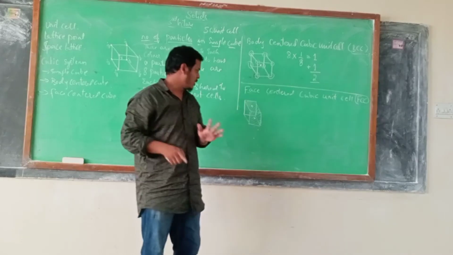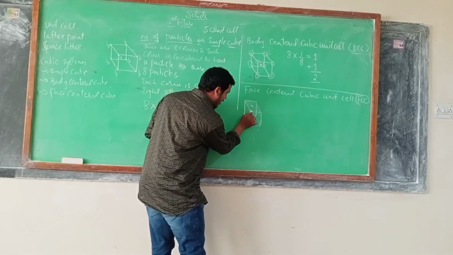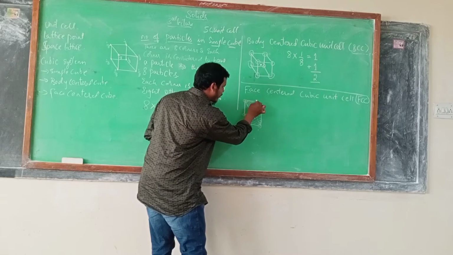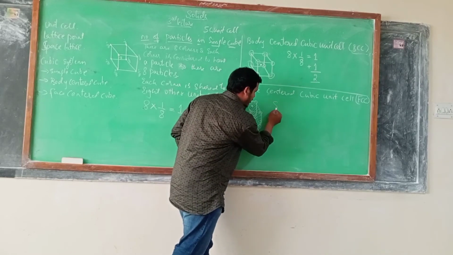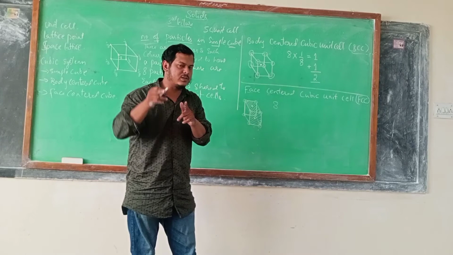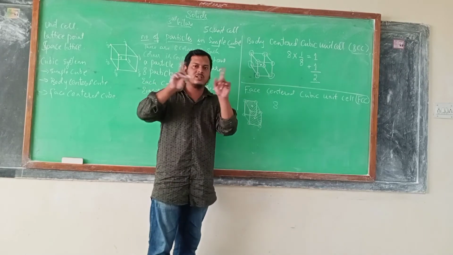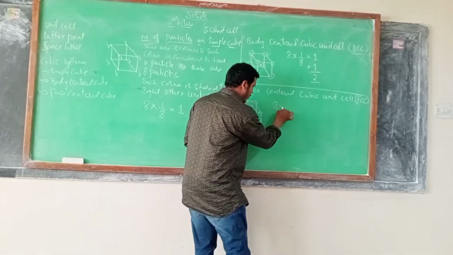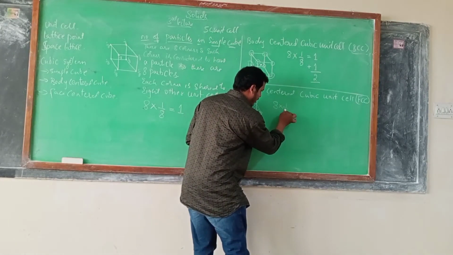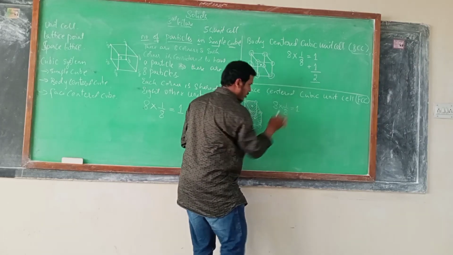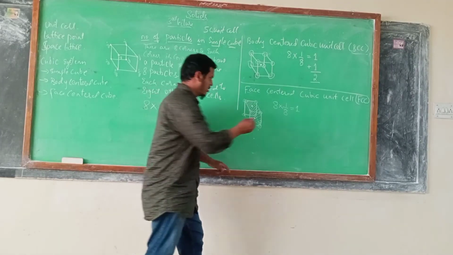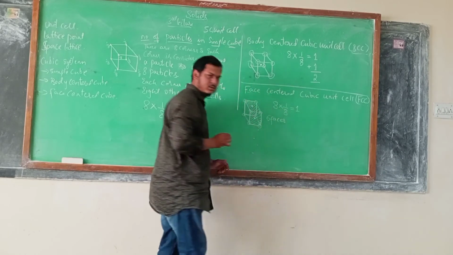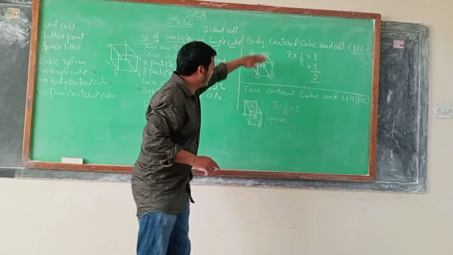at the faces. We also have 8 corners, and corners usually have one particle, right? Each corner is shared by 8 unit cells. So how much do I get? I will get 1 by 8. So 8 into 1 by 8 gives me 1. Now I have 6 faces. Correct?